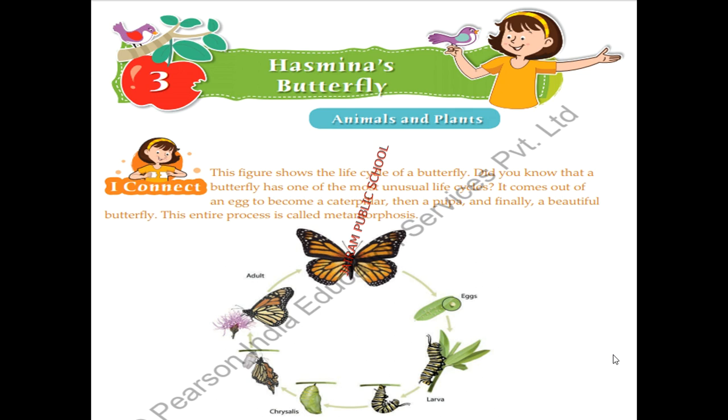This figure shows the life cycle of a butterfly. Did you know that a butterfly has one of the most unusual life cycles? Here I need to ask a question, what is meant by life cycle? It is a word which is defined as the developmental stages that occur during an organism's lifetime, the series of forms into which a living thing changes as it develops. So here it comes out of an egg to become a caterpillar, then a pupa, and finally a beautiful butterfly. This entire process is called metamorphosis.